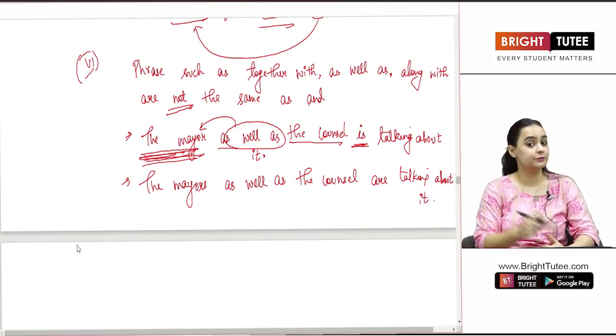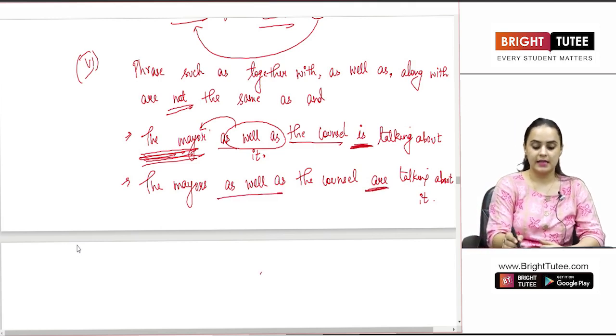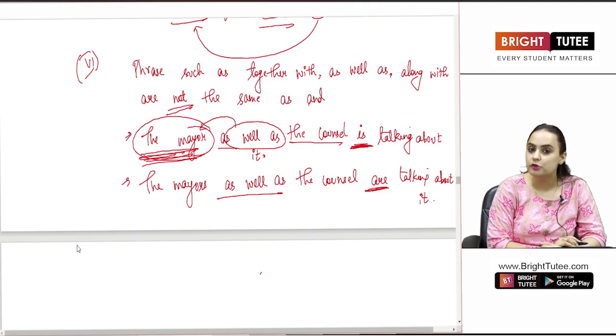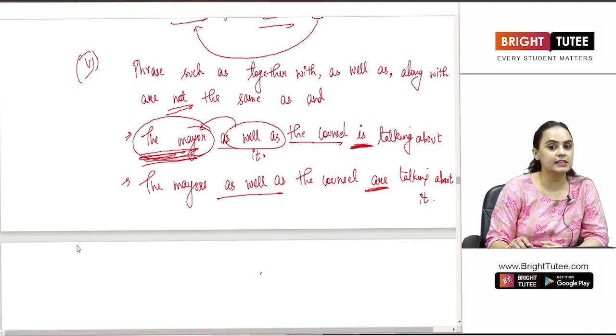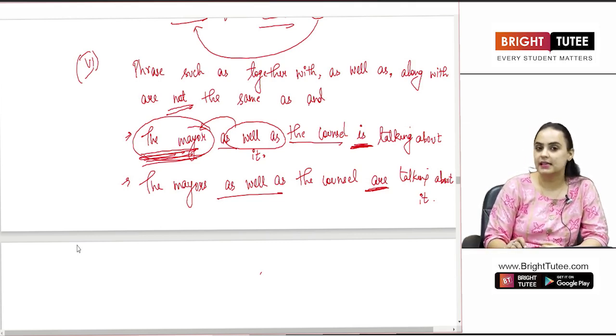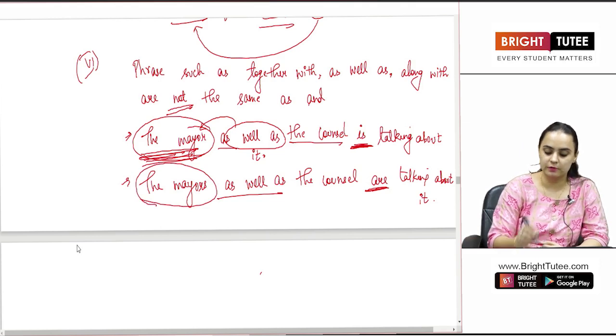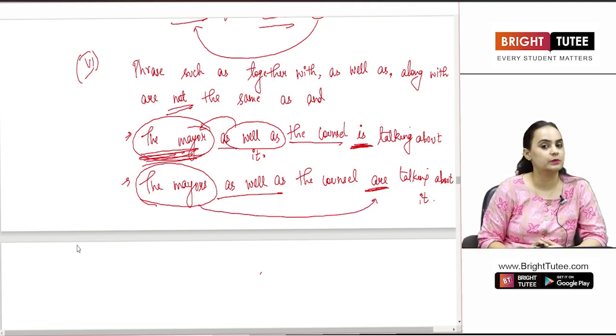Now, what is the difference in these sentences? Why did I use "is" here and "are" here? Because in the first sentence, the subject before "as well as" was singular. Since it was singular, my verb will also be singular. In the second sentence, the subject before "as well as" is plural. Since it is plural, my verb will also be plural.